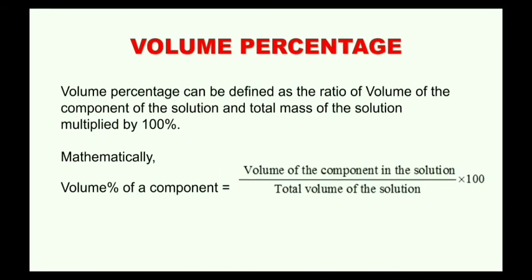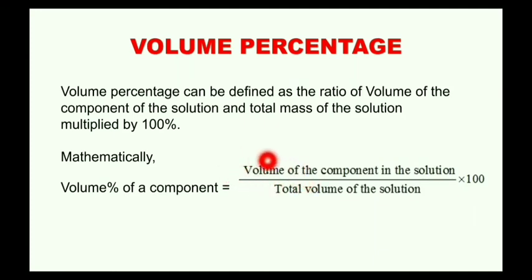Now we are going to learn the second type of concentration measure, that is volume percentage. Volume percentage can be defined as the ratio of the volume of the component of the solution divided by the total volume of the solution, multiplied by 100%. So the volume percentage of a component is the volume of the component in the solution divided by the total volume of the solution into 100. It is similar to mass percentage.